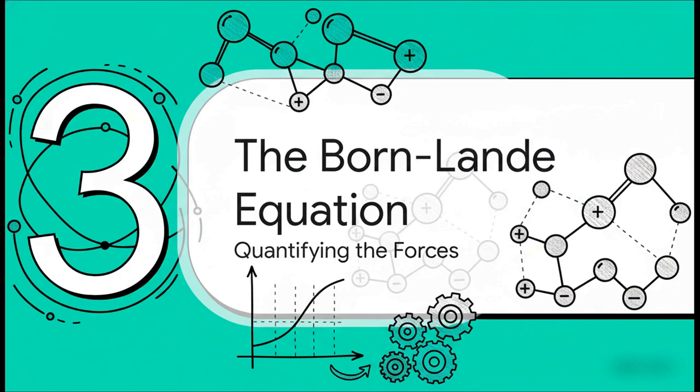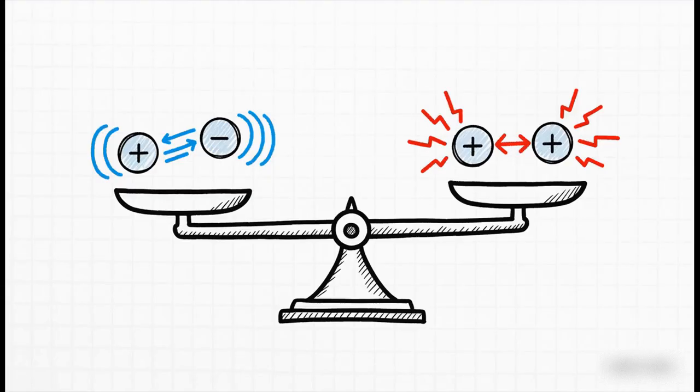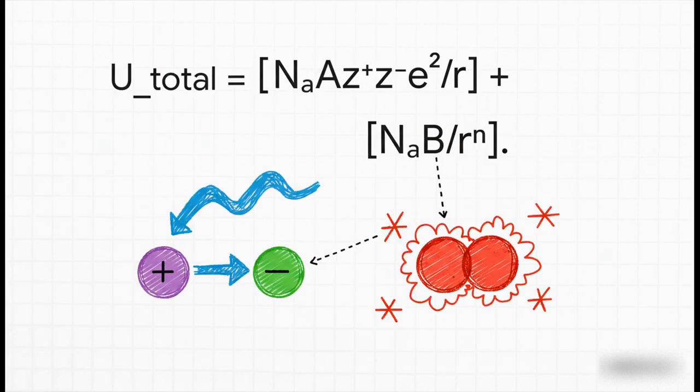So, how do we actually put a number to all this? How can we calculate the total energy of this complex dance of attraction and repulsion? Well, for that, we need a really powerful theoretical model. At its heart, the idea is actually pretty simple. The total potential energy of the lattice, its lattice energy, is really just the sum of all the attractive forces pulling it together and all the repulsive forces pushing it apart. And this equation, the Born-Lande equation, captures that balance perfectly.